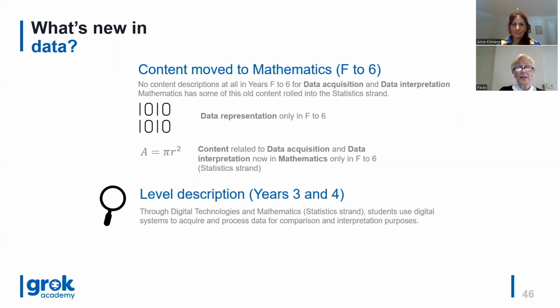So what's happened in digital technologies, as I said earlier, is that the content descriptions foundation to year 6 in 8.4 relating to data acquisition and data interpretation have actually migrated to mathematics in the statistics strand, and the only content descriptions that you find within the data family is data representation. And you've seen some examples of content descriptions there. So data acquisition and data interpretation are now in mathematics, F to 6.